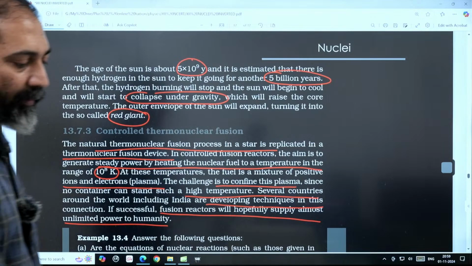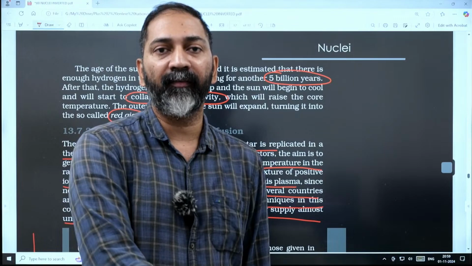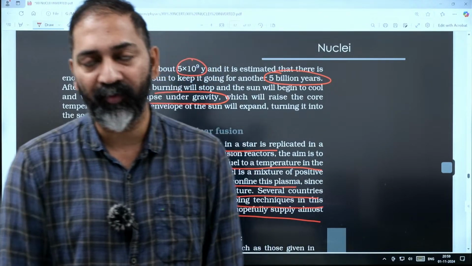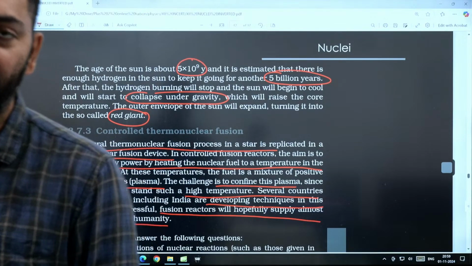Okay, next class we will be doing problems only. So we have finished the nuclear chapter theory. We have done a little bit of problems also. Tomorrow's class will be full of problems.